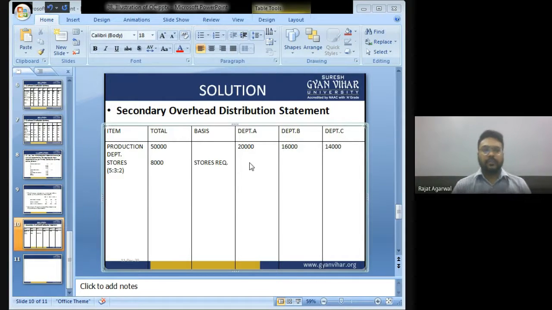Let us distribute the 8,000 divided by 10 into 5. 4,000, 2,400, 1,600.